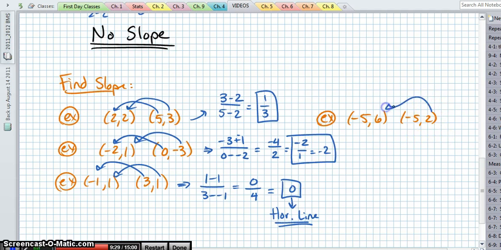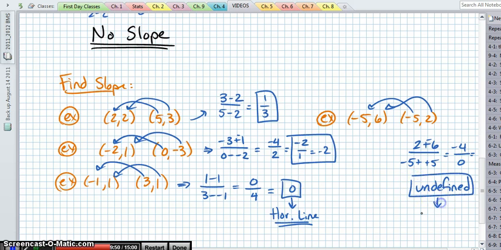Let's check this one out. 2 minus 6 over -5 minus -5. That gives you -4 over 0. Again, you cannot leave it like this. You have to recognize that when 0 is in the denominator, the slope is undefined, and this represents a vertical line.